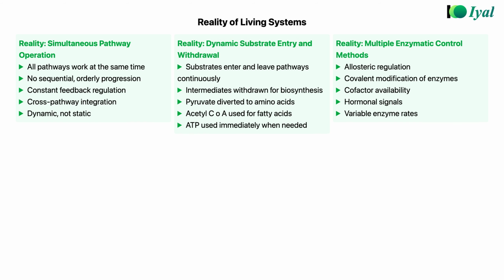Enzymes are not just running at fixed speeds. They are controlled. Allosteric regulation: a molecule binds and changes enzyme shape. Covalent modification: phosphorylation adds or removes groups. Cofactor availability: if NAD plus is low, the pathway slows. Hormones signal the cell. Multiple control points, so enzyme rates vary. Some fast, some slow, depending on what the cell needs.